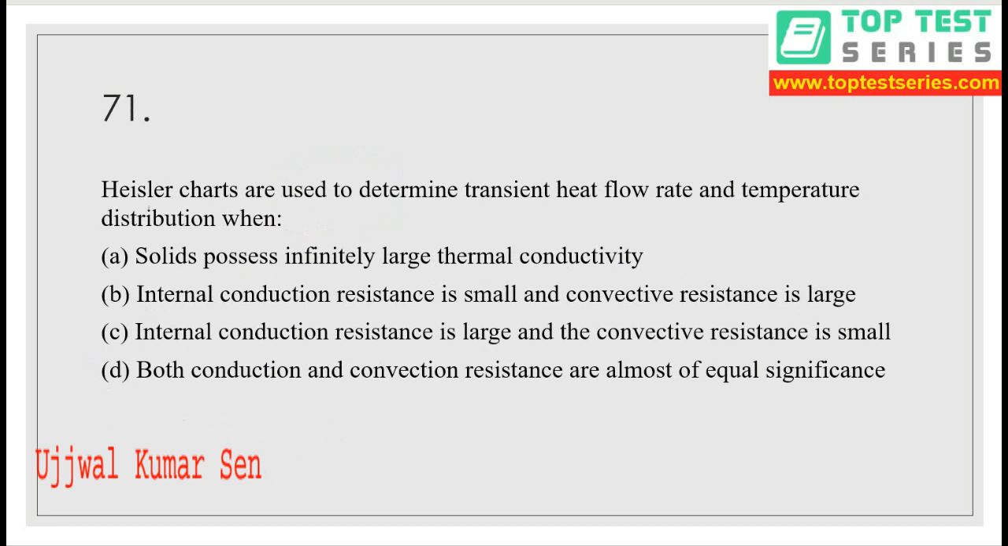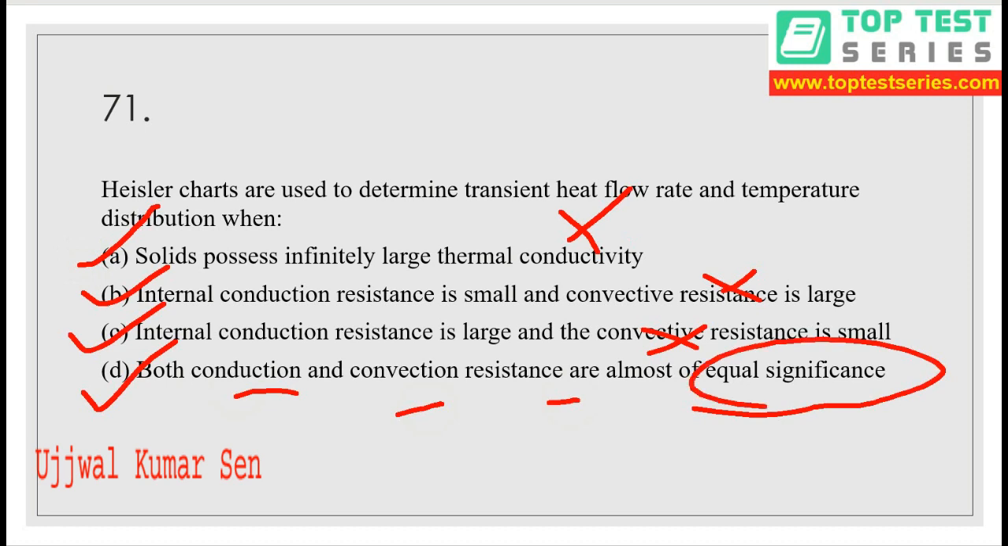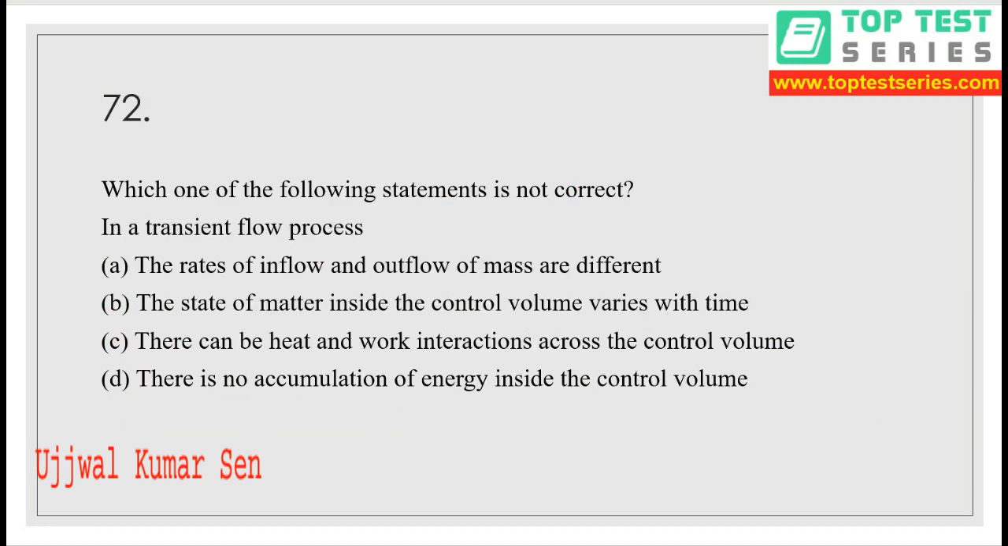Question number 71. Heisler charts are used to determine transient heat flow rate and temperature distribution when. So it is a definition, basically they are asking. Let's see, infinite, no, my dear, it is not the case. Internal conduction, it is not the case, my dear. Internal conduction resistance large, no. Both conduction and convection resistance are almost of equal significance, yes. In this case only we can use this one, right? So option D is the correct answer for this question.